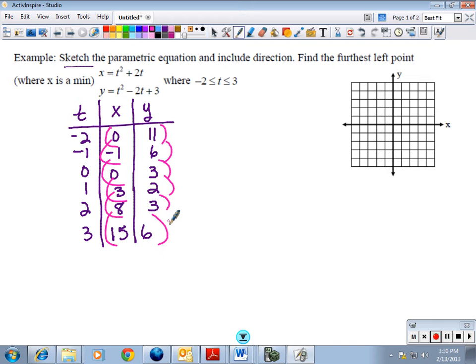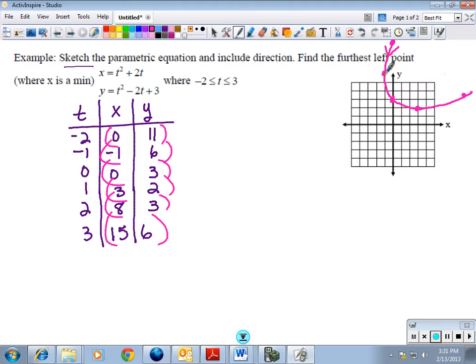Okay. 0, 11, 1, 2, 3, 4, 5, 6, 7, 8, 9, 10, somewhere up here. Negative 1, 6 will be here. 0, 3, 3, 2, 8, 1, 2, 3, 4, 5, 6, 7, 8, 3. And I feel like it's safe to say that 15, 6 is too far out. So it's going to look like this.